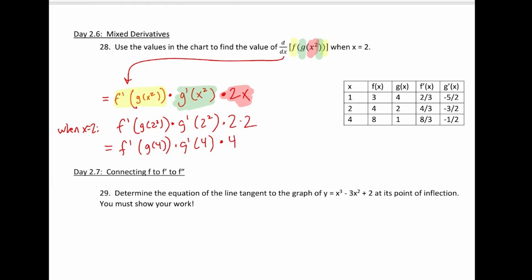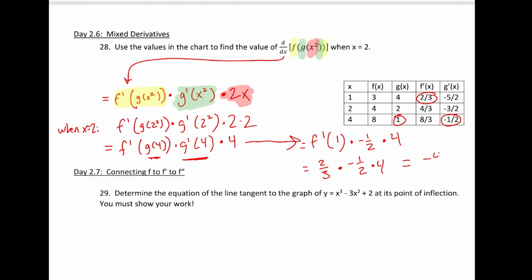So now we can use the table to simplify this a little bit. F prime of g of 4. Well, g of 4 is 1. So we got f prime of 1 times g prime of 4, which is negative 1/2, and then times 4. The last thing to evaluate is f prime of 1, which we can find right here. It's going to be 2/3. So this equals 2/3 times negative 1/2 times 4, and that's going to be negative 4/3.